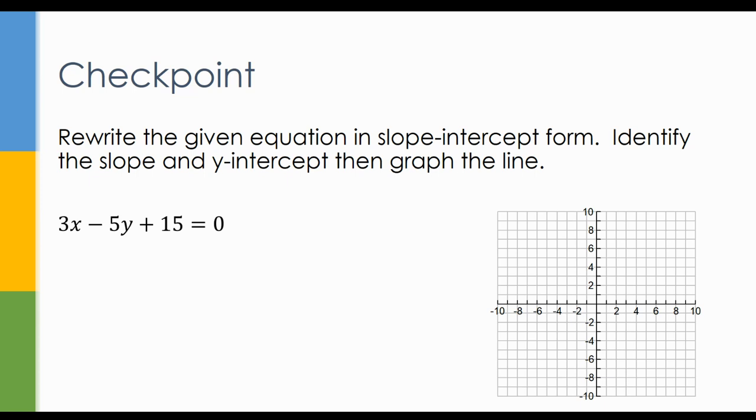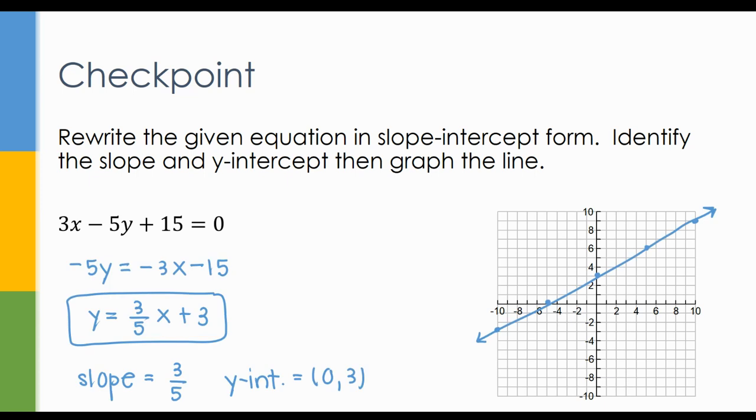Okay, so pause the video, rewrite this general form into slope-intercept form, and then identify slope, y-intercept, and graph the line. Okay, hopefully we got the equation y equals 3/5 x plus 3. So my slope is a positive 3/5. My y-intercept is at 0, 3. Positive slope means I have a rising line.